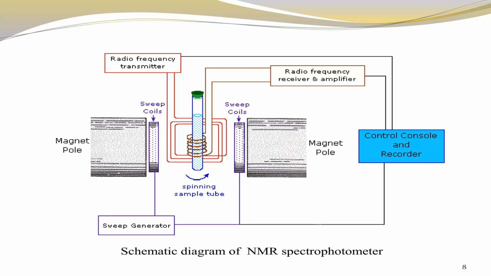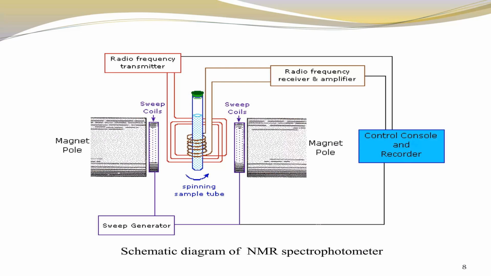Then third, the radio frequency transmitter transmits radio frequency waves to excite the nuclei in the sample, causing transitions between spin states. Then fourth, sweep coils and sweep generator. Sweep coils powered by the sweep generator help adjust the magnetic field or RF frequency to resonate with different nuclei. Then fifth will be the radio frequency receiver and amplifier, which detects the energy emitted by the nuclei as they relax back to their lower energy state and amplifies the signal for analysis.